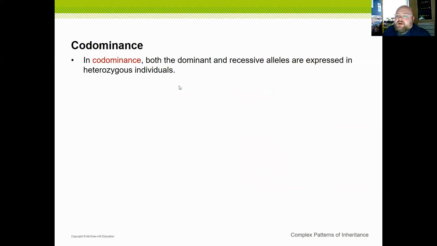Codominance is when both the dominant and recessive alleles are expressed in a heterozygous individual. Have you ever seen a puppy or even a person with different colored eyes? That would be codominance. The dominant and the recessive allele were expressed in this individual.